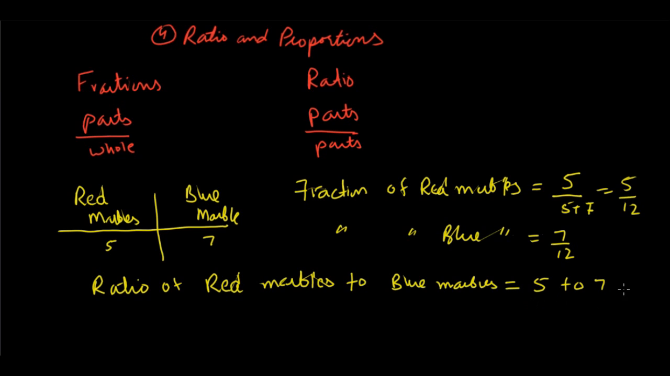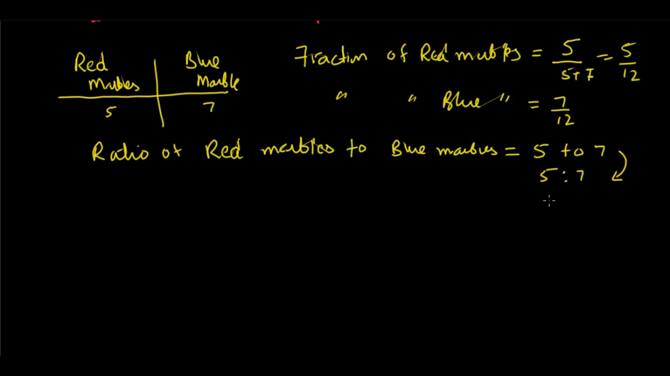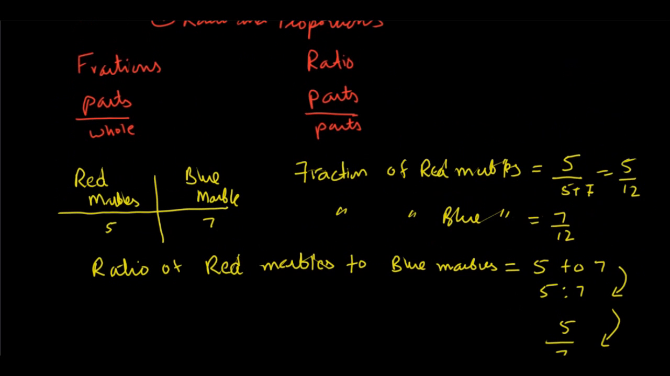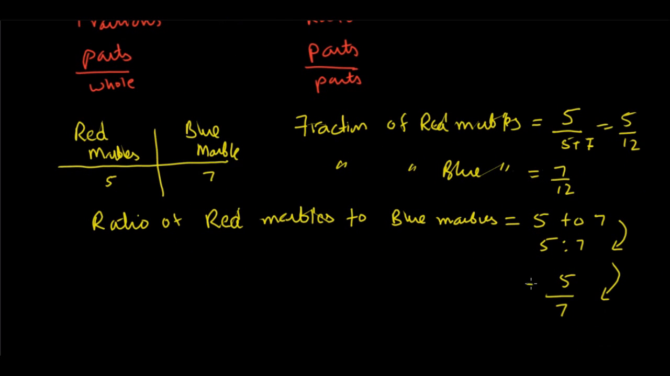The way to write this is with a colon instead of a 'to'. So you write 5:7. And in fraction terms, you can write this as 5/7. The important thing to realize here is that this ratio has both parts in the numerator and denominator. It's a part over part fraction instead of a part of a whole fraction.